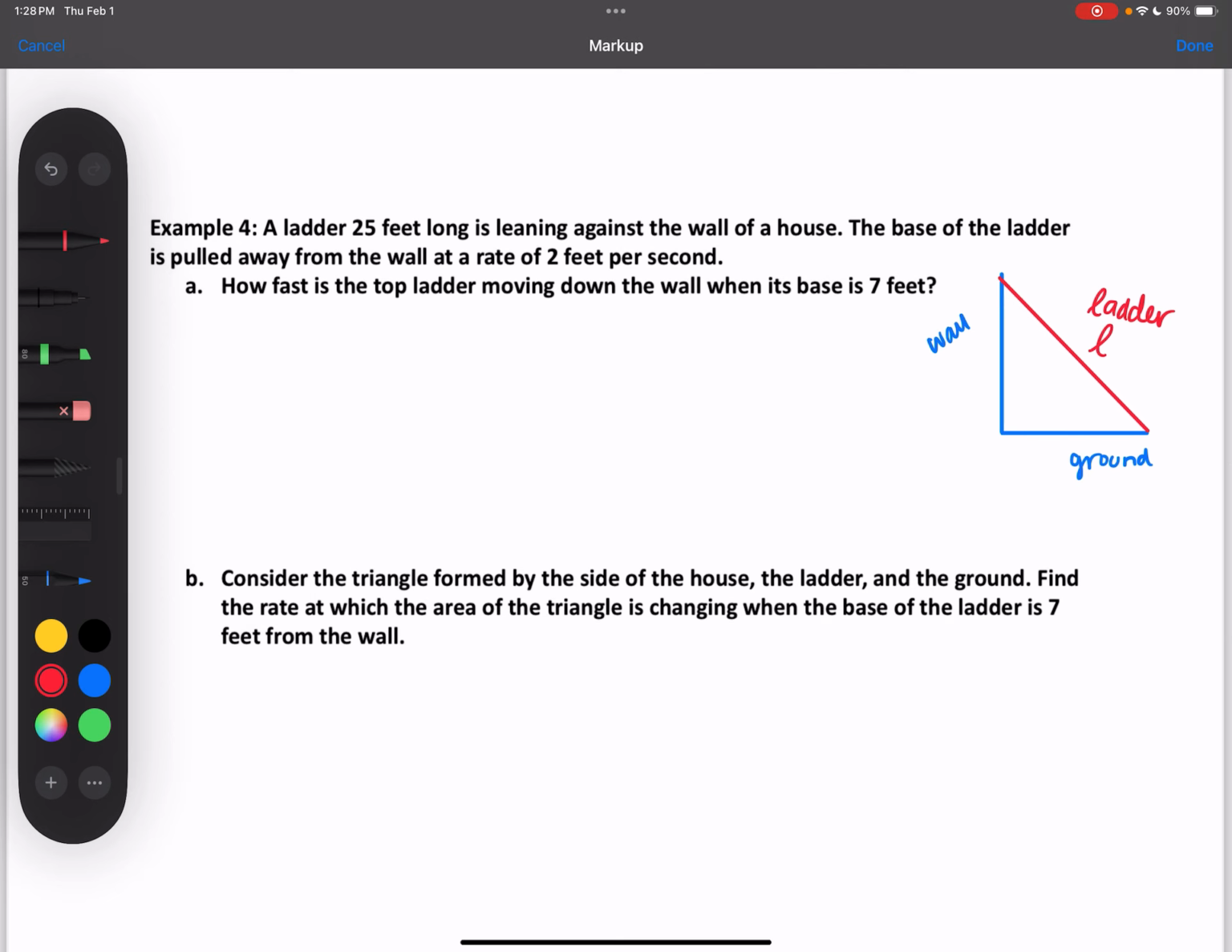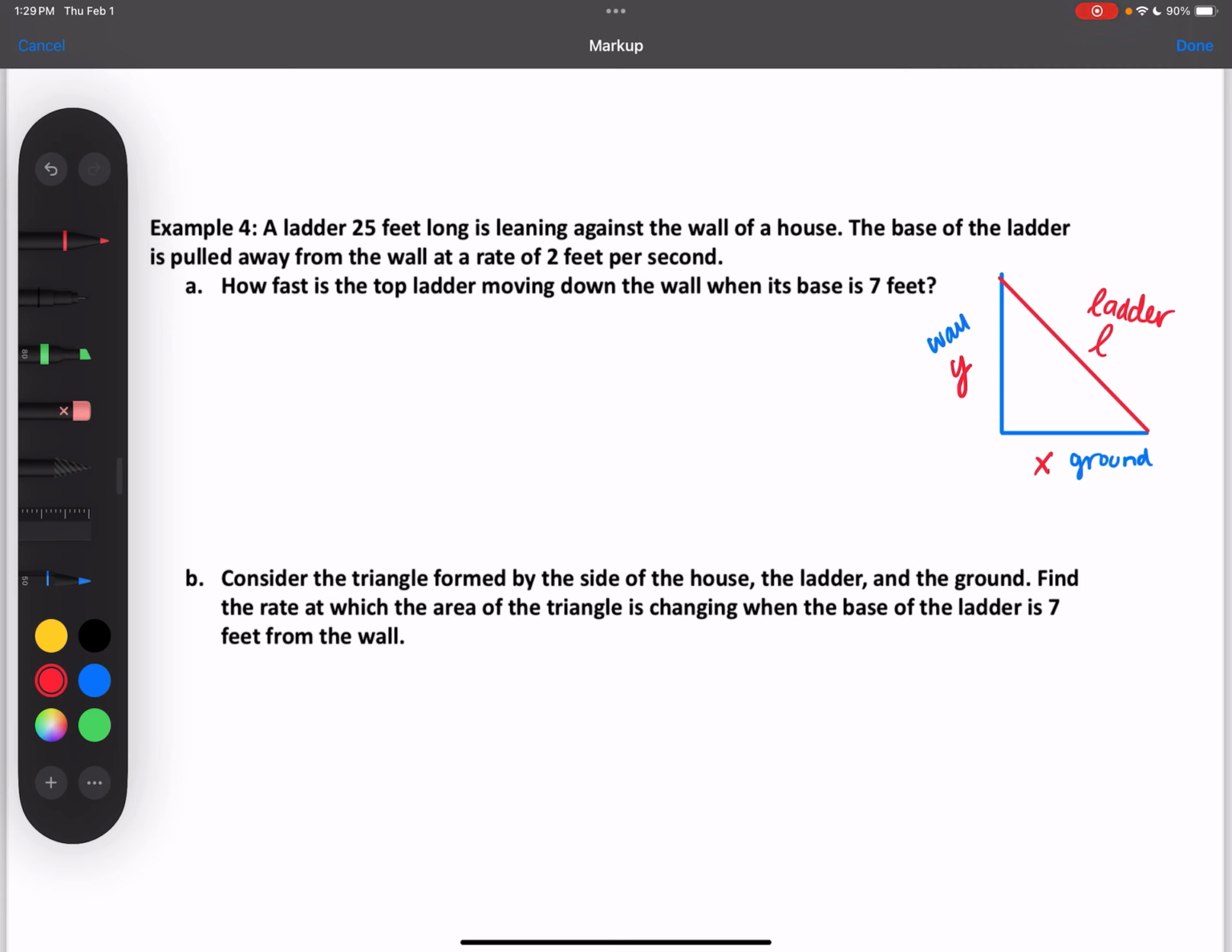All right, so ladder, this side I'm going to call L for ladder instead of Z like I used before. It doesn't matter, but I'm still going to use X and Y just for directional sense for the other stuff. But I'm going to use X, Y, and L. So I'm going to start with things that I know right away.